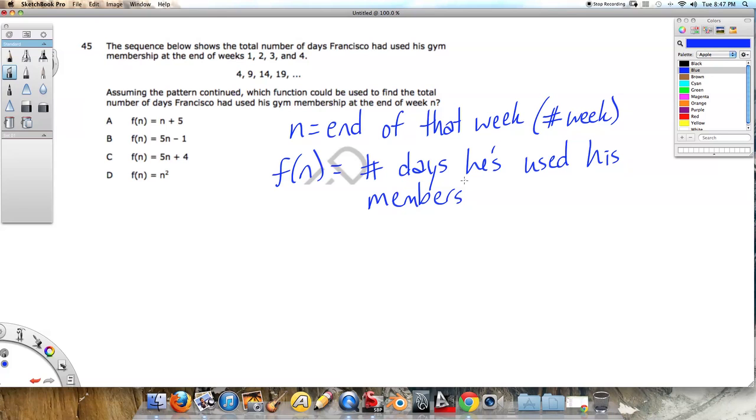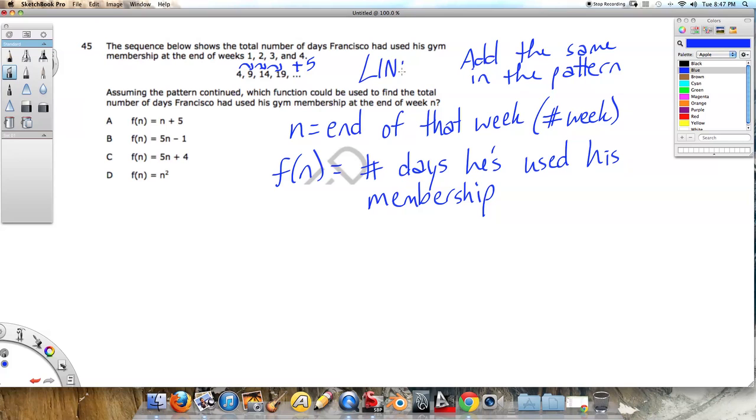All right, so if we look at this, there is a pretty simple pattern we can pick up on. Every time, it looks like the pattern is increasing by 5. That should tell you that this is a linear function. Remember, if it is a constant rate of change, you always add the same number in the pattern. That is a giveaway that you are dealing with a linear function, okay? And whatever number you're adding each time, that's going to turn out to be your slope.